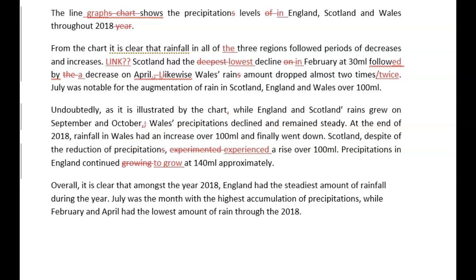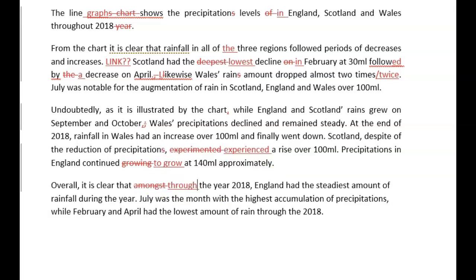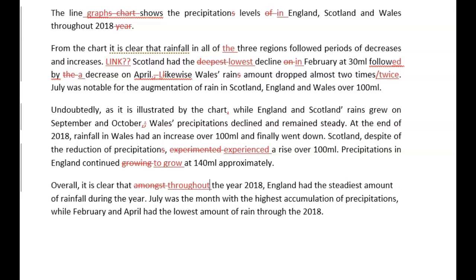Okay. I love the word precipitation, but you should really try not to use it 3 times. Look, you have precipitation here, here, and here. So perhaps you could oscillate between rain amount, rainfall quantity, precipitation, again, amount and quantity, with a variation. Overall, it is clear that amongst the year, no, you cannot. You can say throughout, but you cannot say amongst. Amongst is for people, mostly. Throughout the year 2018, England had the steadiest amount of rainfall during the year.